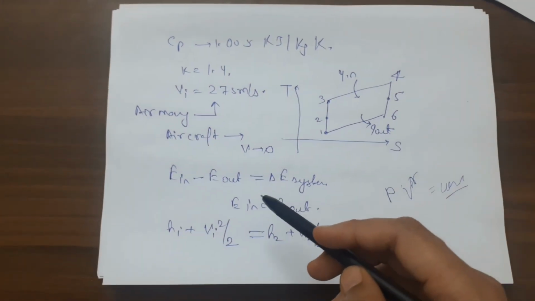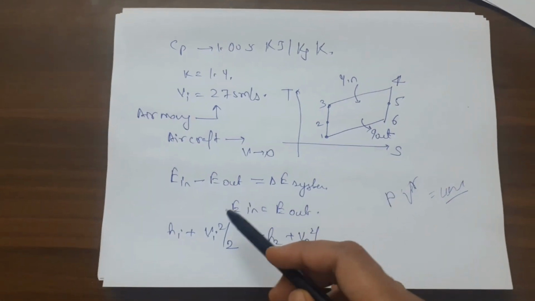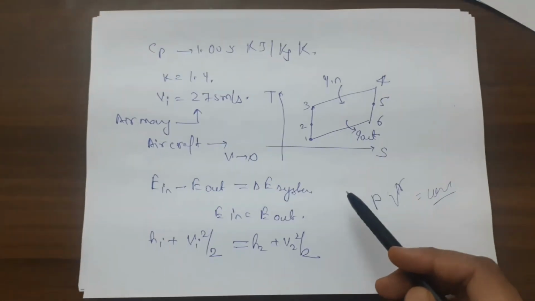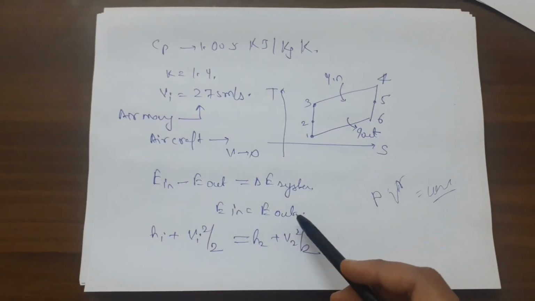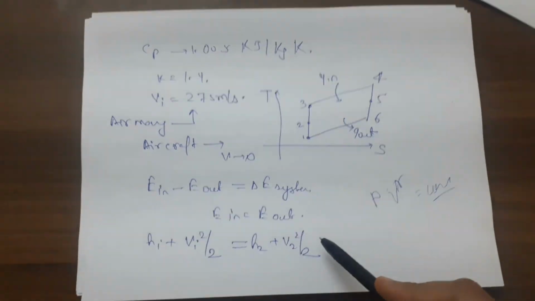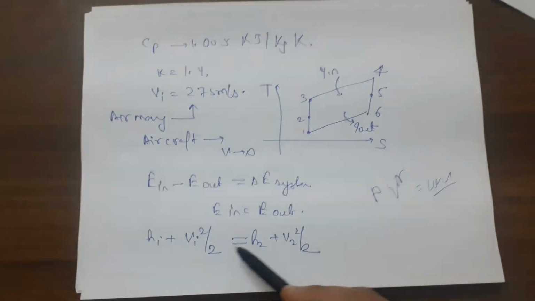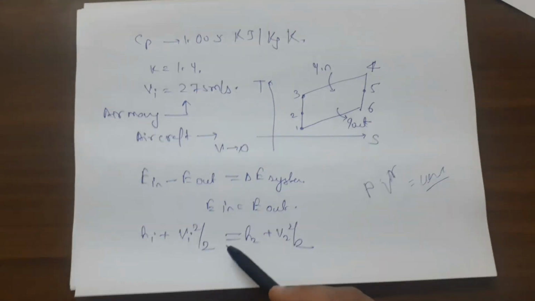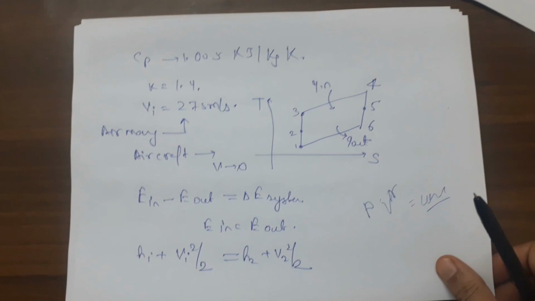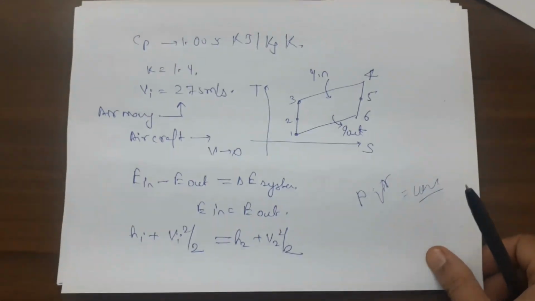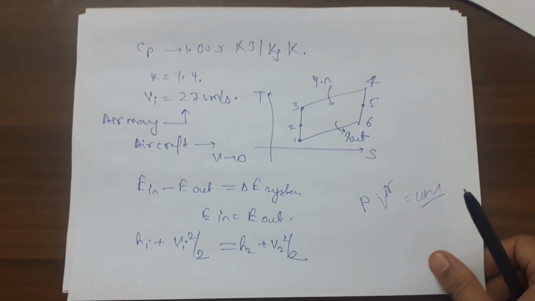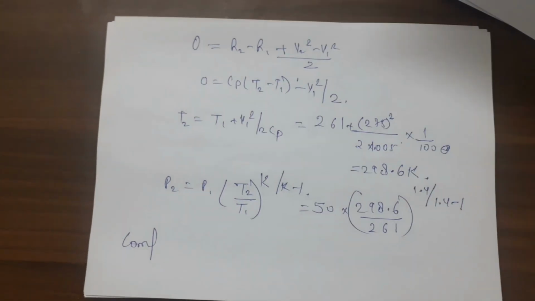Okay, and writing the energy balance for this equation, E in minus E out is equal to delta E system. Since there is no energy change, delta E is equal to 0. So E in is equal to E out, or h1 plus V1 square by 2 is equal to h2 plus V2 square by 2. h1 and h2 are the enthalpy terms. V1 and V2 terms are the kinetic energy of the system. Initial enthalpy plus kinetic energy is equal to final enthalpy plus kinetic energy of the system. This is what we have done in this question, in the energy balance.